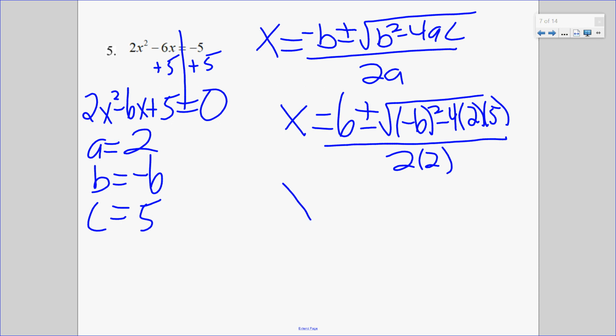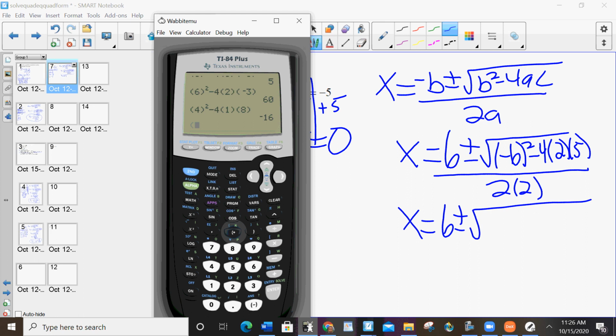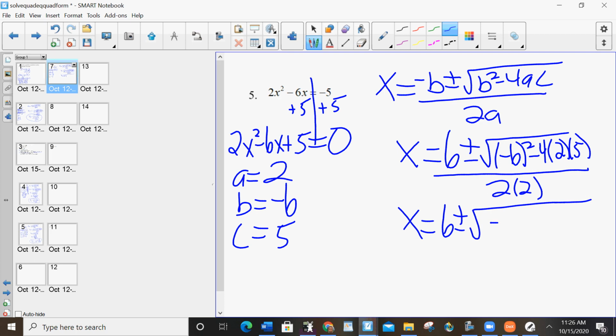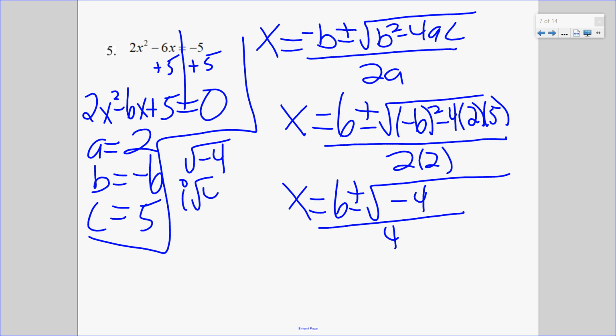We type in what's inside the radical into the calculator. Again, you should have already done this, so I'm not going to give you time to do it at this point. You can always pause it. You can always rewind it. -6 squared minus 4 times 2 times 5 is -4. 2 times 2 is 4. Now, off to the side, reduce the radical. The negative comes out and becomes an i. Rad 4 is 2, so I get 2i.